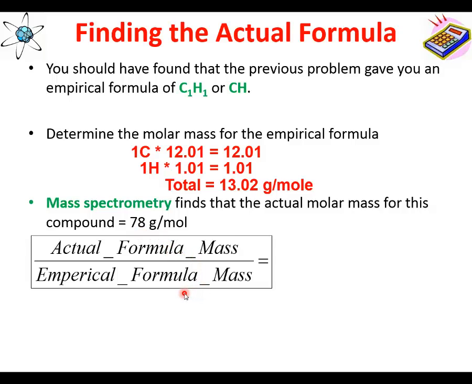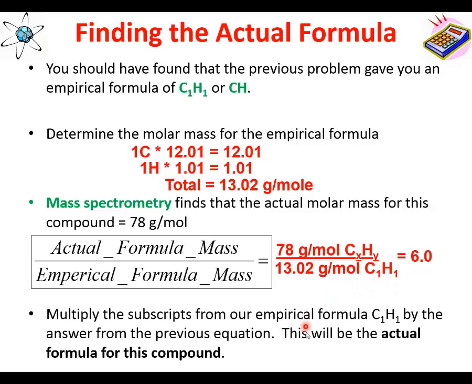Divide that by the formula mass, or the molar mass, from the empirical formula that we calculated. So I take 78 grams per mole for the actual formula mass, divide it by the empirical formula mass that we calculated, and I find that the actual mass is 6 times my empirical formula mass. That means I need to multiply my subscript 1s here for carbon and hydrogen by 6 to get the actual formula for the compound. So the actual formula is C6H6.